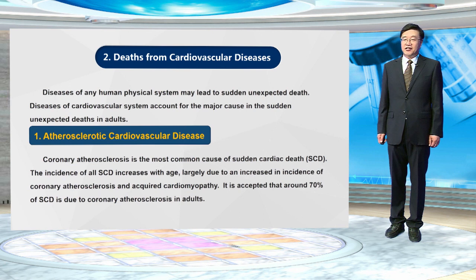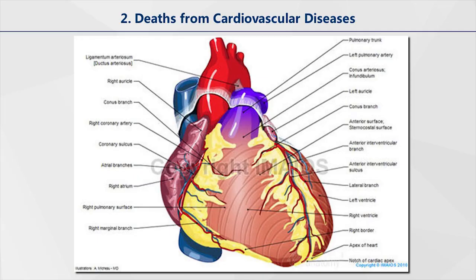Coronary atherosclerosis is the most common cause of sudden cardiac death. The incidence increases with age, largely due to an increase in the incidence of coronary atherosclerosis and acquired cardiomyopathy. Around 70% of SCD is due to coronary atherosclerosis in adults.